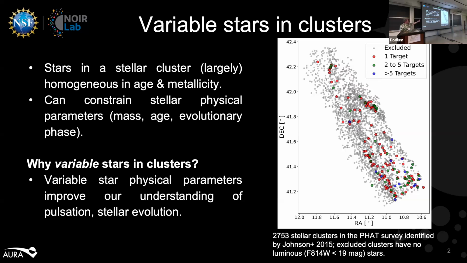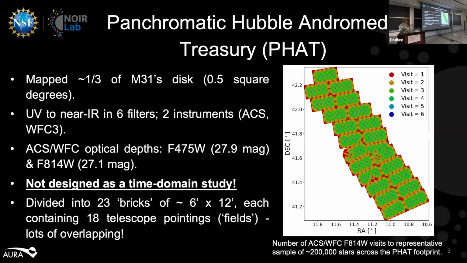And just to highlight here on the right-hand side is a map of the M31 star clusters from the PHAT survey. The PHAT survey is the Panchromatic Hubble Andromeda Treasury. This is the data set that we have used for this study. The PHAT survey, very briefly, mapped about a third of M31's disk. It used UV to near-IR filters in 2 instruments. We focused on ACS, primarily for the increased optical depth of its 2 most populous filters.